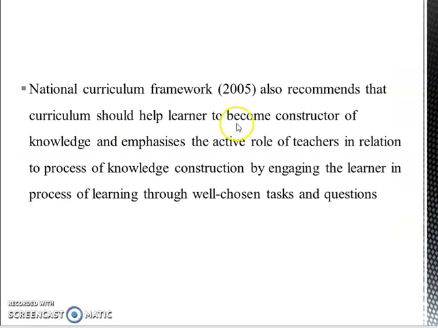National Curriculum Framework 2005 also recommends that curriculum should help learners to become constructors of knowledge, and emphasizes the active role of teachers in relation to the process of knowledge construction by engaging the learner in the process of learning through well-chosen tasks and questions.